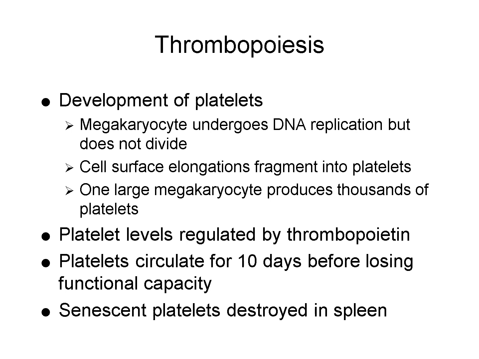Portions of the megakaryocyte cytoplasm break off as platelets. Each megakaryocyte can produce thousands of platelets. Platelet production is regulated by thrombopoietin, and platelets circulate for about 10 days before being removed by the spleen.